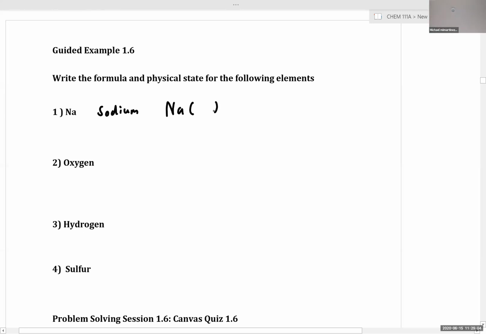But what do we know about sodium that's going to help us write the physical state? What's so special about sodium? What can help us out here? It's a metal. Yep, exactly. So then, metals, what state symbol do we put? Solid. Yep, perfect.